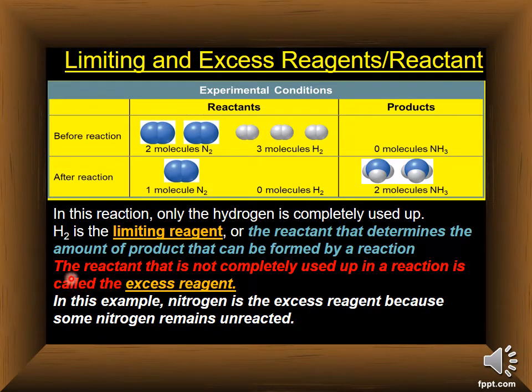Understood? Good. The reactant that is not completely used up in a reaction is called excess reagent. So how many before? 2 nitrogen here. And how many we use? 1. So how many left? 1. So who is not used? Okay, this is called excess reagent or excess reactant. In this example, nitrogen is the excess reagent because some nitrogen remains unreacted, and some means 1. Okay, so we explain this one in detail.